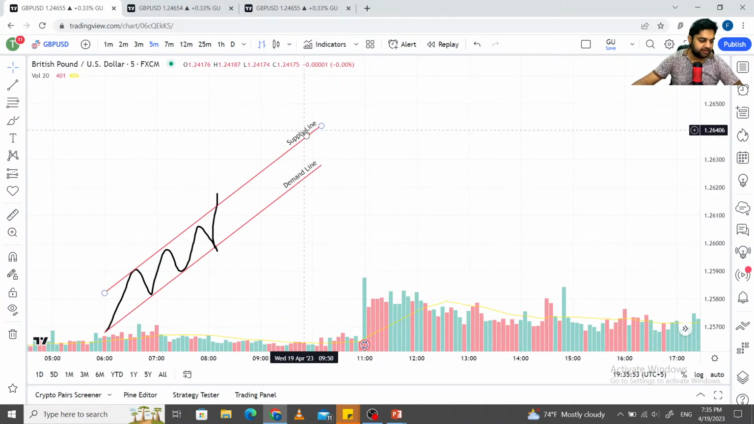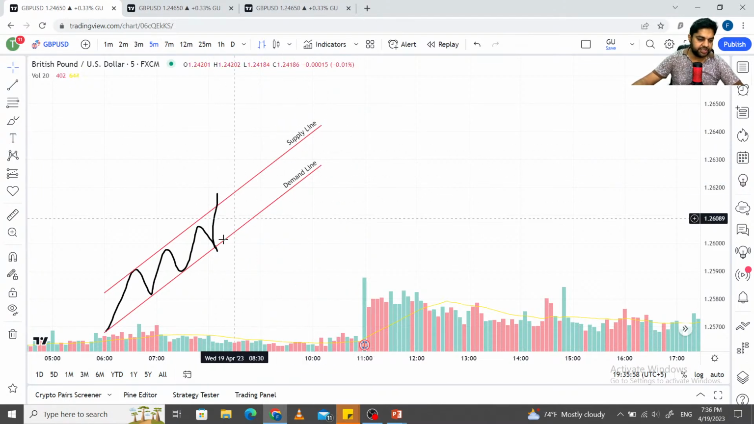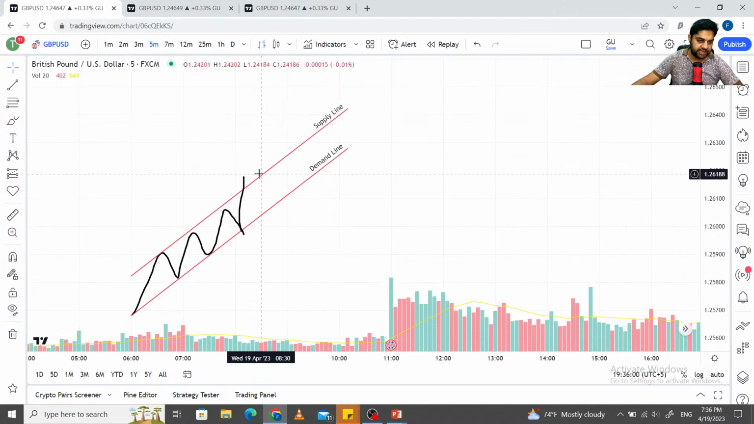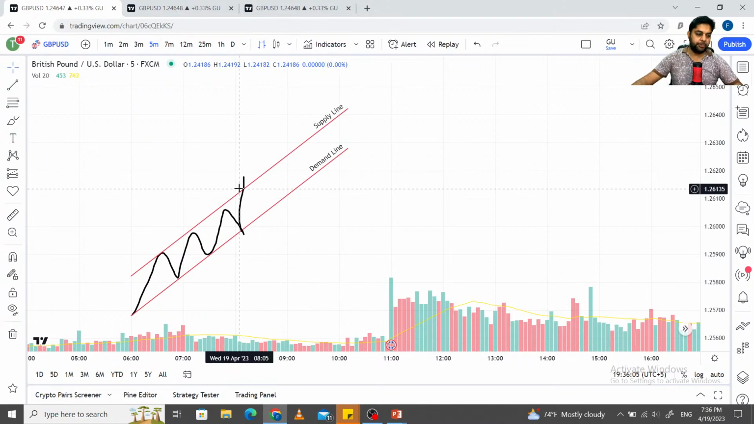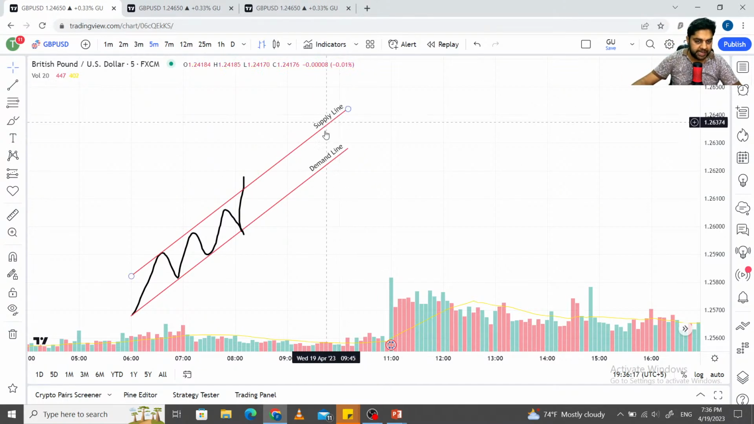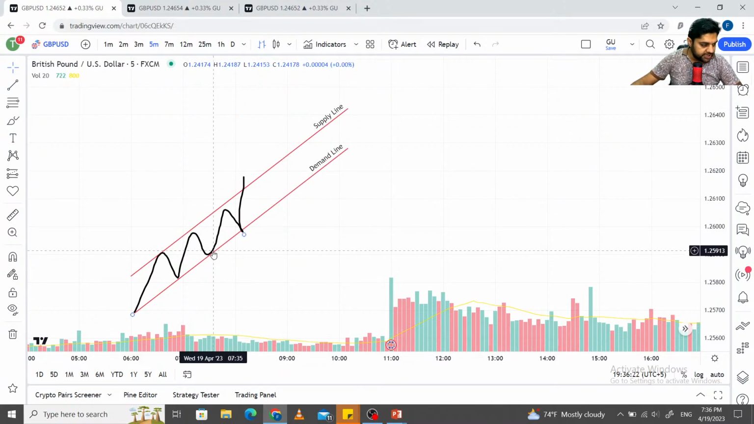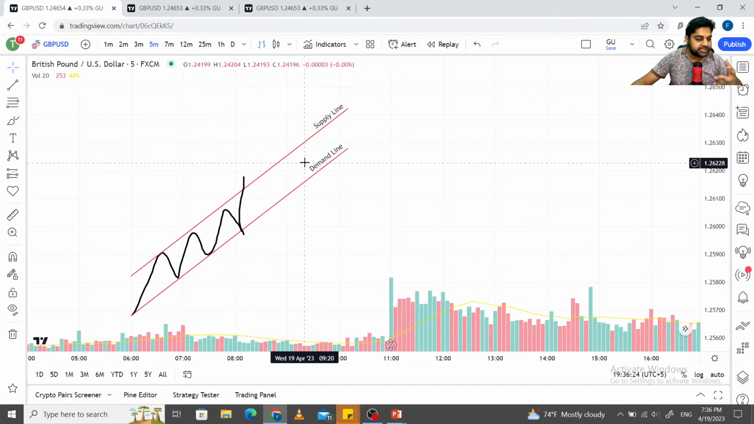Top line is the supply line, and bottom line is the demand line. So what's the difference between these two lines? The supply line is the line which, when the market touches it, there is additional supply coming into the market. So the market sees a sell off when the market hits this line. That's why we call this supply line. And why do we call this demand line? Because when the market comes down to this line, there is demand coming up into the market. That's why we call this demand line.